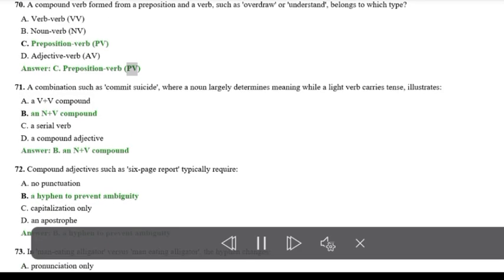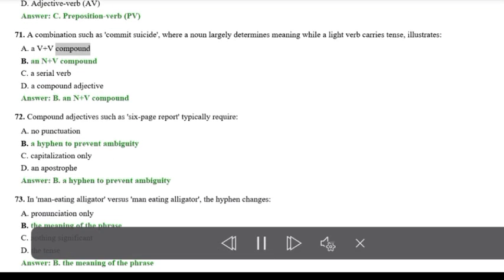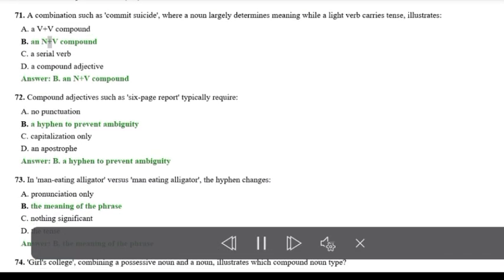71. A combination such as commit suicide, where a noun largely determines meaning while a light verb carries tense, illustrates A. A V plus V compound. B. An N plus V compound. C. The serial verb. D. A compound adjective. Answer, B. An N plus V compound.